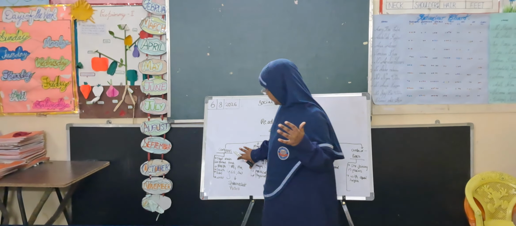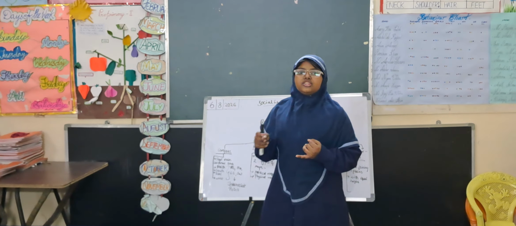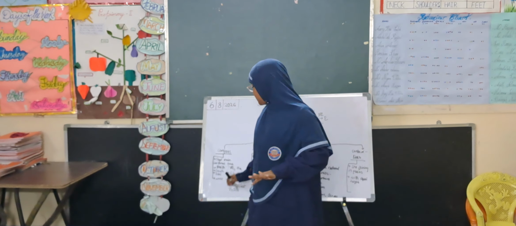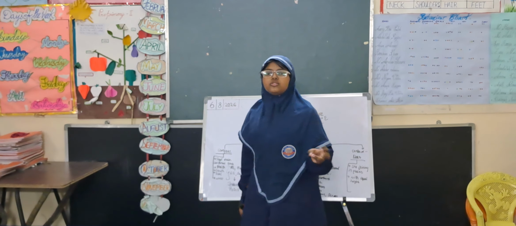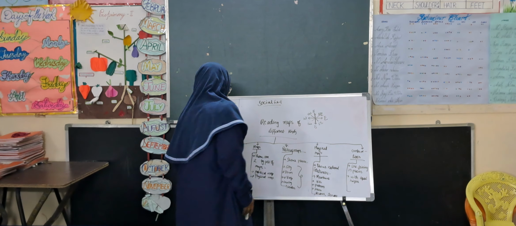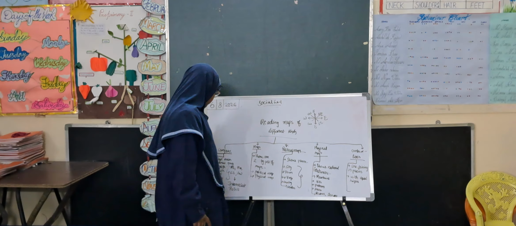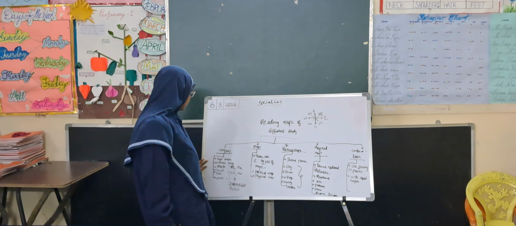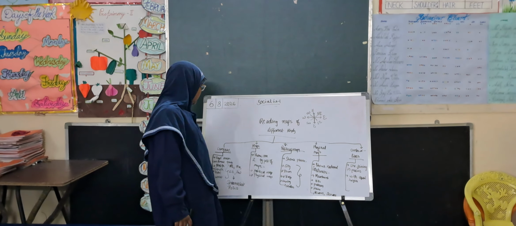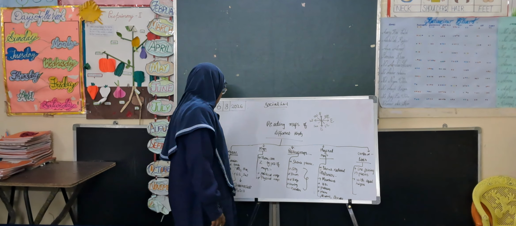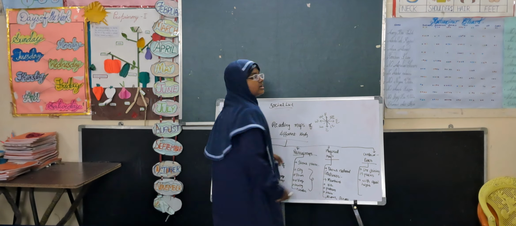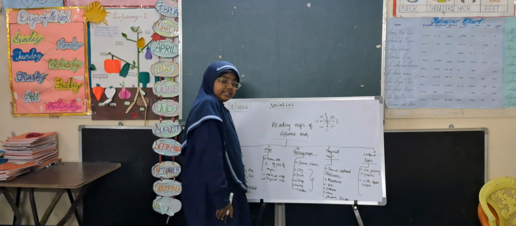So maps help us by showing us directions and all the things we need. Nowadays we use Google Maps because if we are going to a new place we don't know the directions. Now the compass: there are four main cardinal points, north, south, east, and west. These are cardinal points, and northwest, northeast, southwest, southeast are the intermediate points.